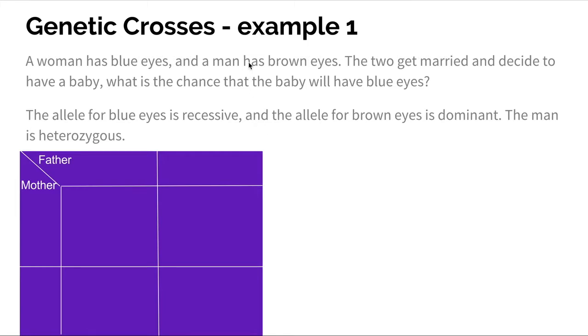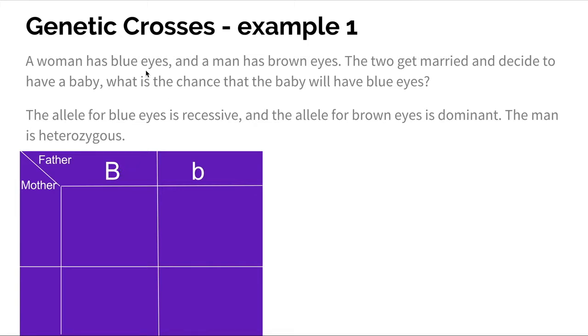Now we know that the father has brown eyes. And because the brown eyes is dominant, he has to have at least one of that allele. And he is heterozygous. That means it is big B, little b. And to represent dominant and recessive alleles, the uppercase will be dominant and the lowercase will be recessive. And try to use letters which look different, uppercase and lowercase, like the letter B.